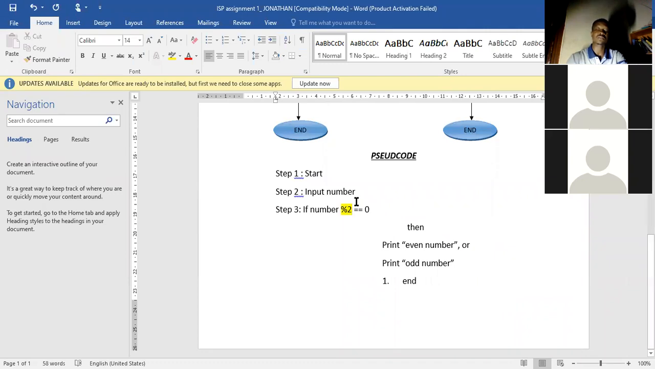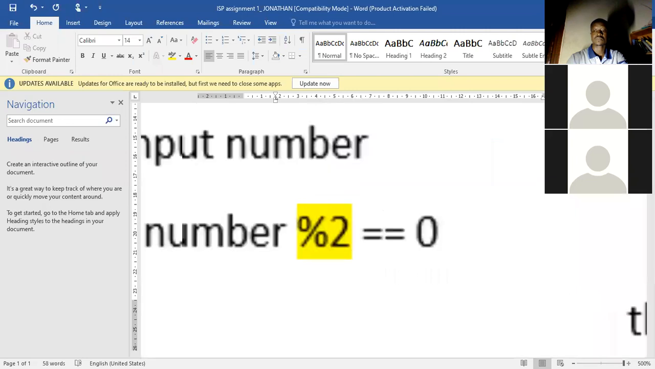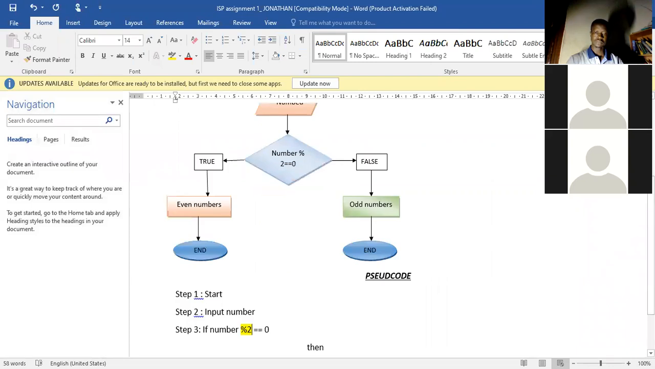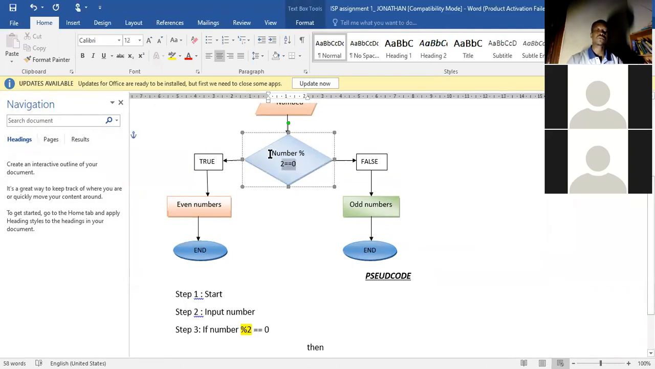Yes, sir. So it means that n modulo 2 equal to 0 means that the condition is true. Then, like in the chart, when the value of n is a number that, when divided by 2, equates to 0, that is true. No, no, so that is not correct.